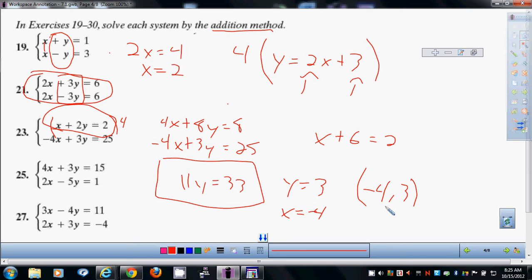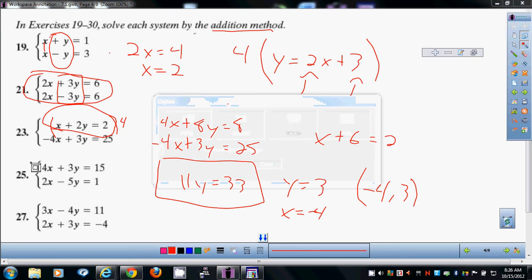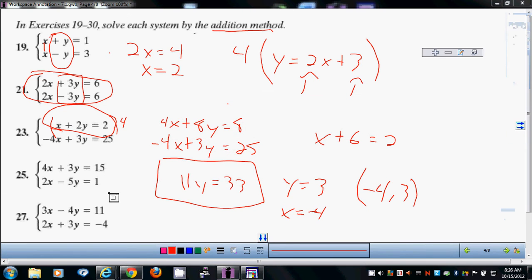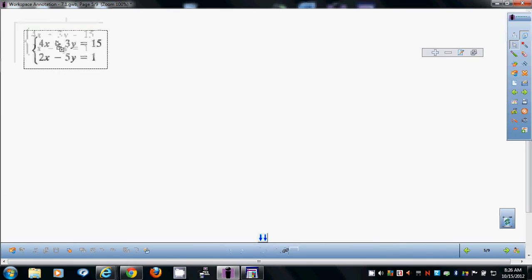I personally prefer to always multiply by something of a different sign. Like on number 25, the y's have different signs, so it makes the most sense to multiply there. Here the y's do again. But you don't have to, because you can multiply by negative numbers as well. 25, now unless I want to multiply by a fraction, I can't just multiply one side of the equation. So I'm going to multiply both equations by something.